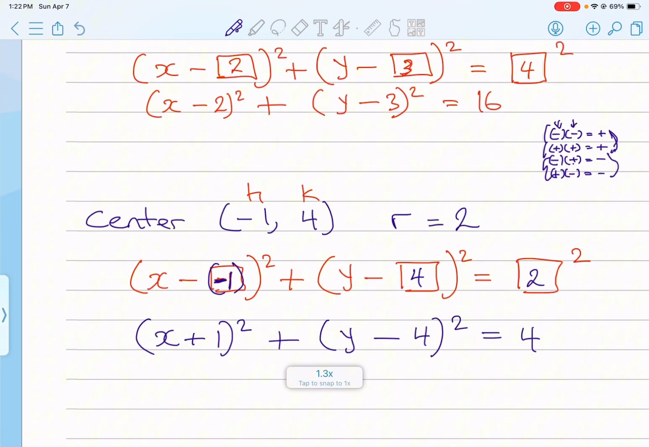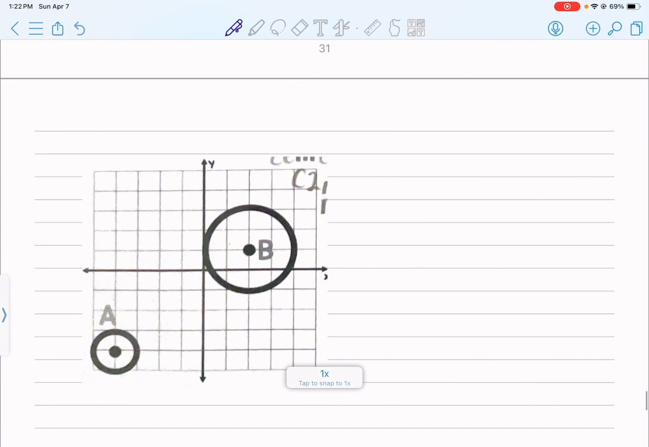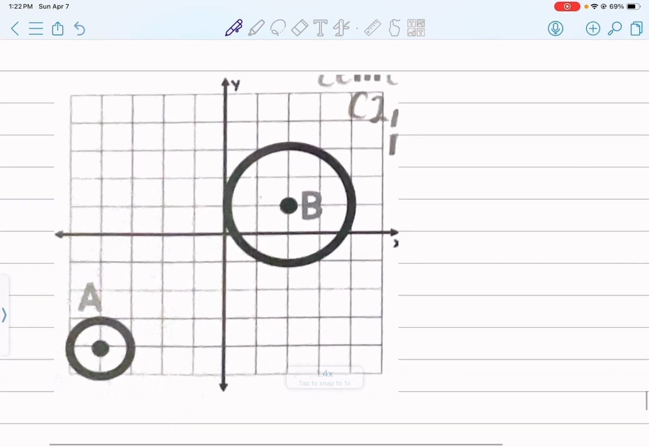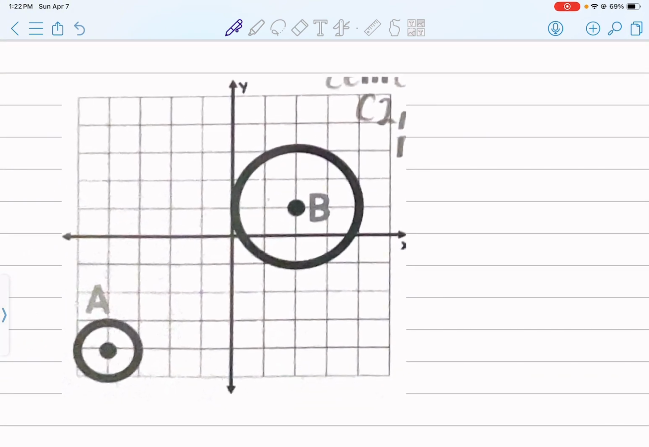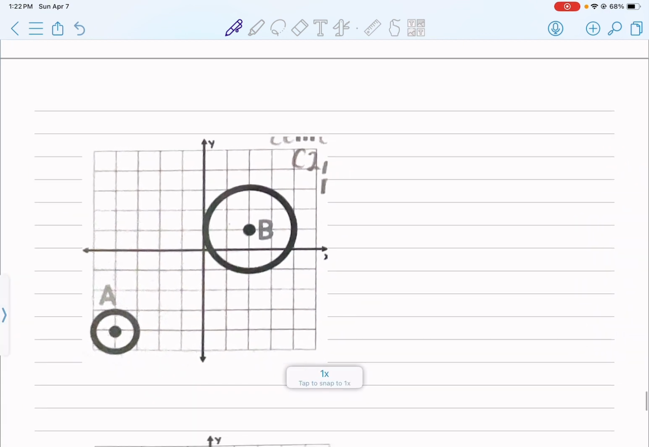That's for addition and subtraction. Okay, now let's go. Now this one, they give us the graph. Now we have to write the equation. But before you write any equation, remember what the equation looks like? It's parentheses x minus h parenthesis squared plus parentheses y minus k parenthesis squared equals what?